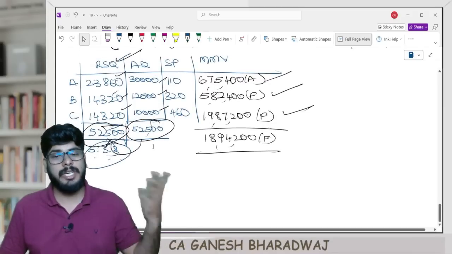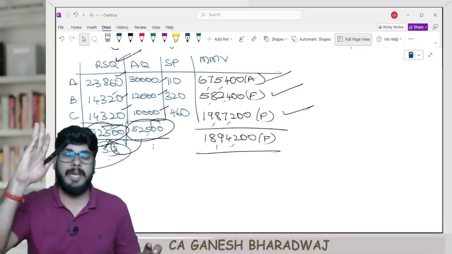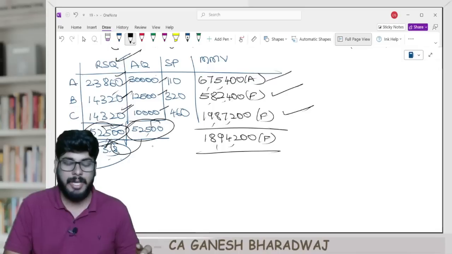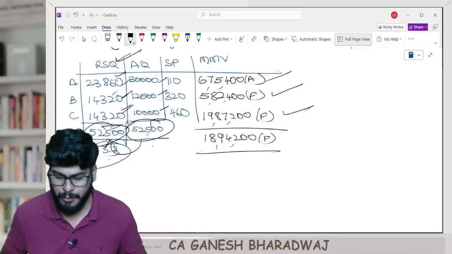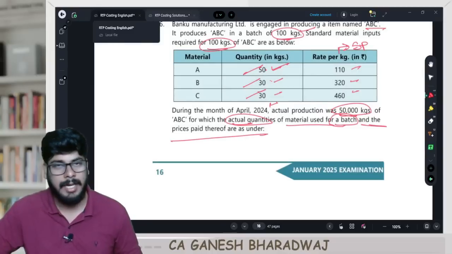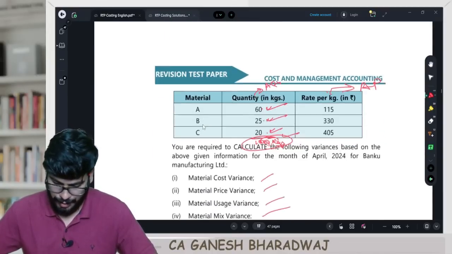Sir, I want to retain the decimals and do it. Will the institute give me marks? Absolutely, they will give you. But be clear on one thing: if you add up A plus B plus C, the total should be equal to 52. You clear with this? And with that, this entire question on standard costing is also done. Now let's move on to the next question.